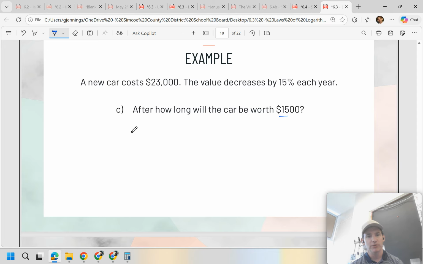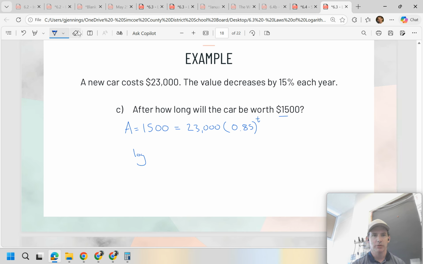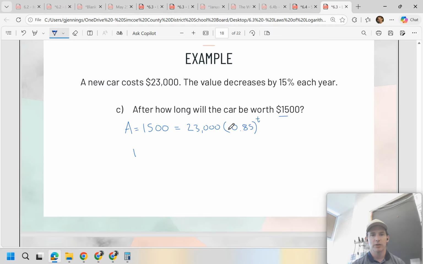So we have our function. So A is equal to, we know what it's equal to, 1,500, but we also know another thing that it's equal to, which is 23,000 multiplied by 0.85. That's our growth factor, raised to the power t, time. And then we take the log of both sides. So log, oh wait, no we don't. Oh my goodness, jumping the gun. Then we do a division. So we divide both sides by 23,000.